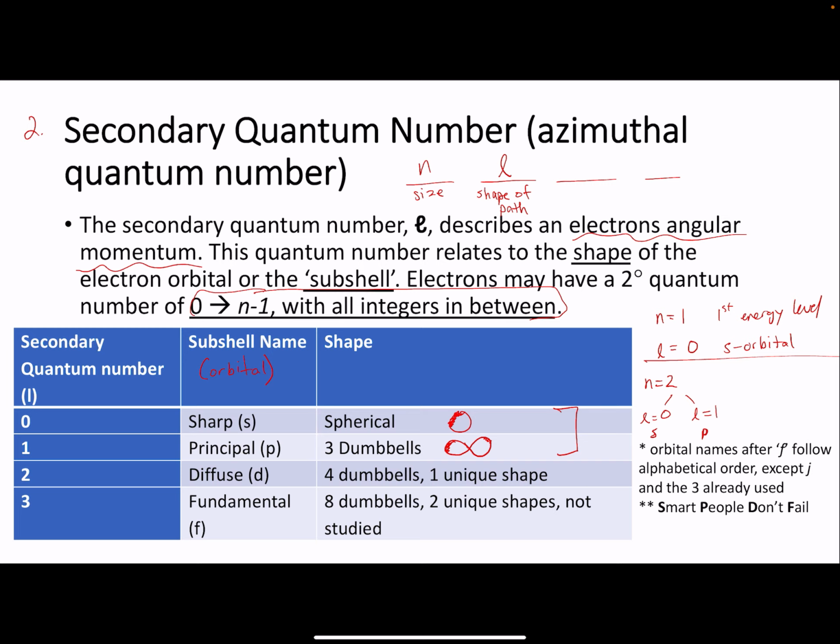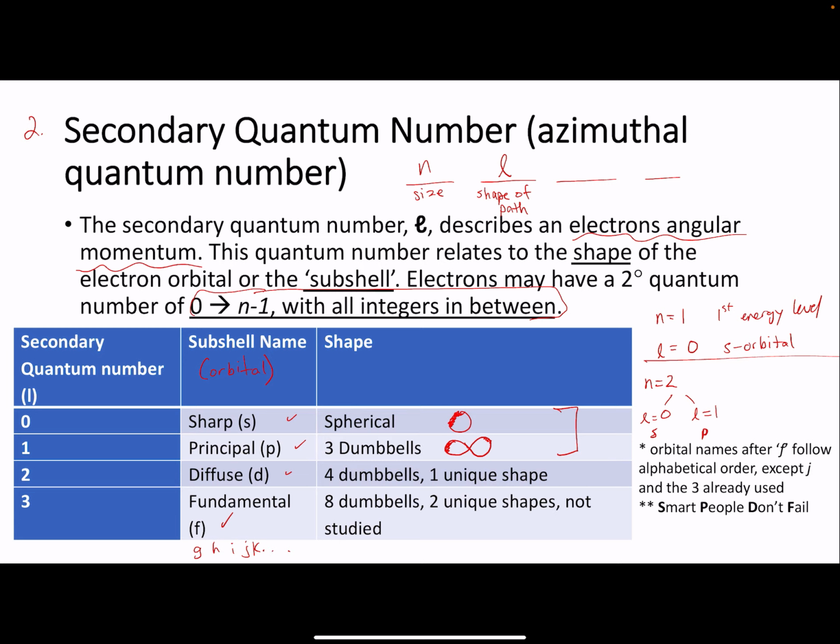The names of the orbitals are S, P, D, and F, and then after F, it just goes G, H, I, J, K. It follows the rest of the alphabet. That's the naming convention for it. So the first number is the size of the orbital. The second one is the specific shape of it. If I have a sphere in the first energy level, it's going to be smaller than a sphere in the second energy level. That's what the first number describes, and the second one describes what the shape actually is. We'll leave it at that.